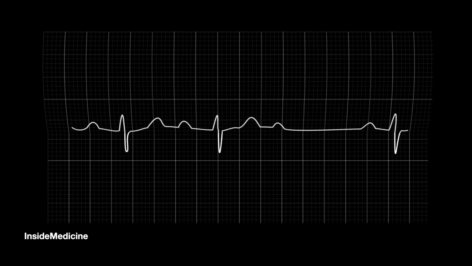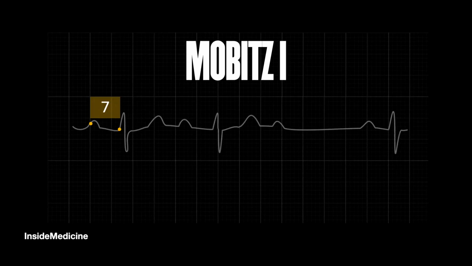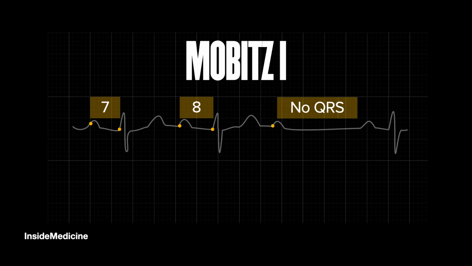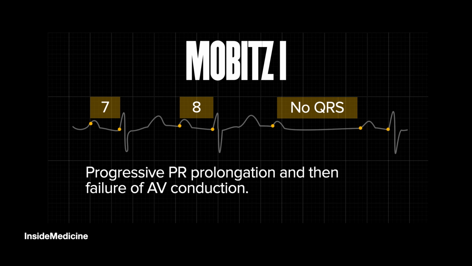So if we look at the first PR interval, it is 7 small squares. The next one is now 8 small squares. And then we have a P wave but no QRS complex. And then we have another P wave and then a QRS. There is progressive PR prolongation, and then a failure of AV conduction.